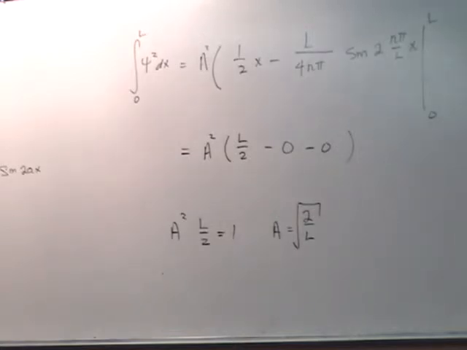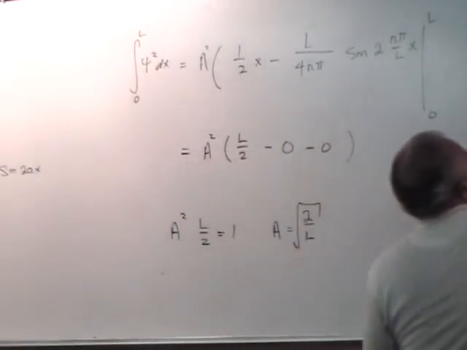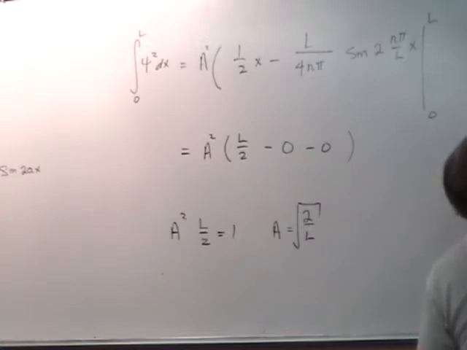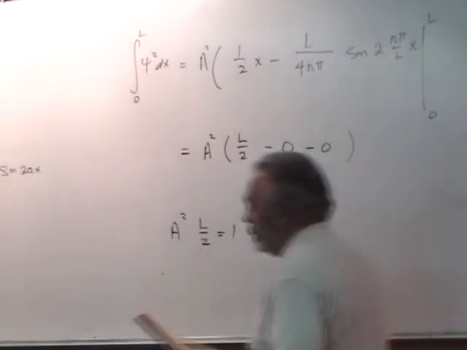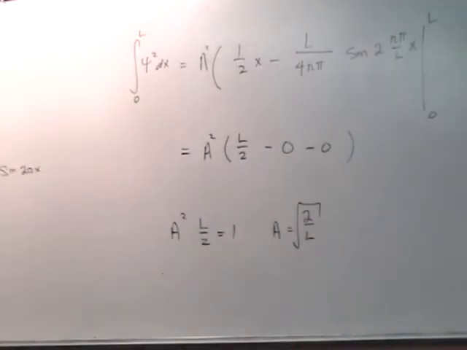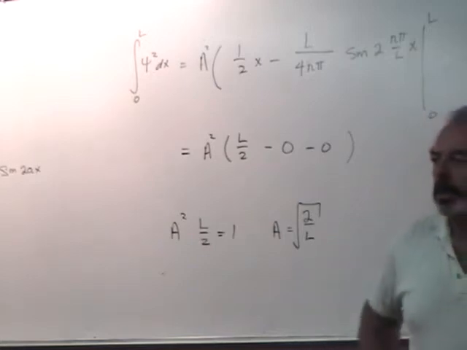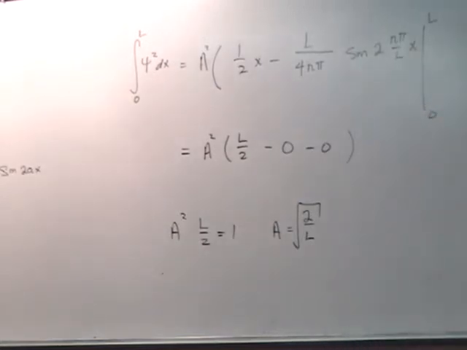We have finished, ladies and gentlemen. Here it is. Psi n is equal to the square root of 2 over L, sine of n pi x over L. n can equal 1, 2, and so on, cannot equal 0. Lots of writing, so I'll wait.